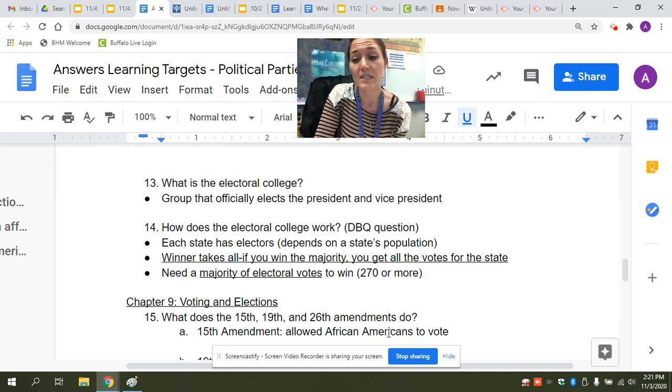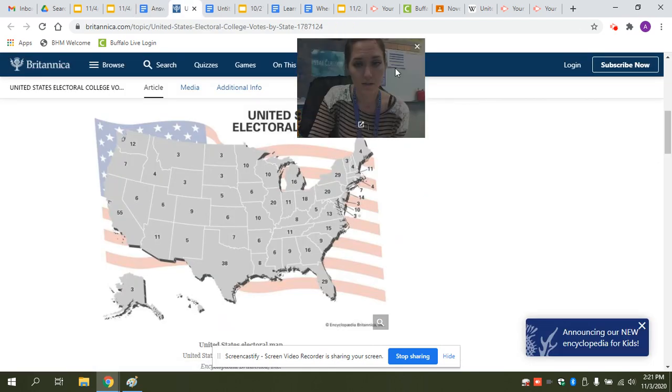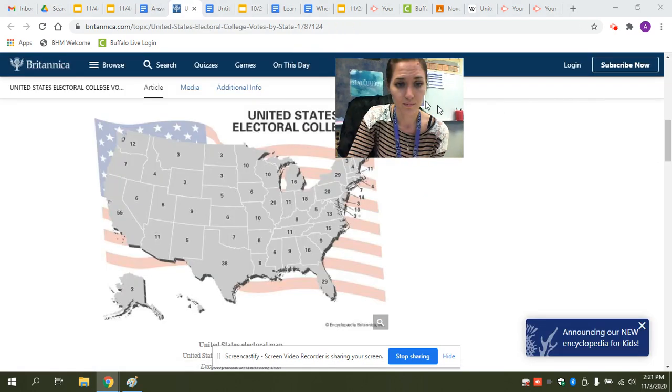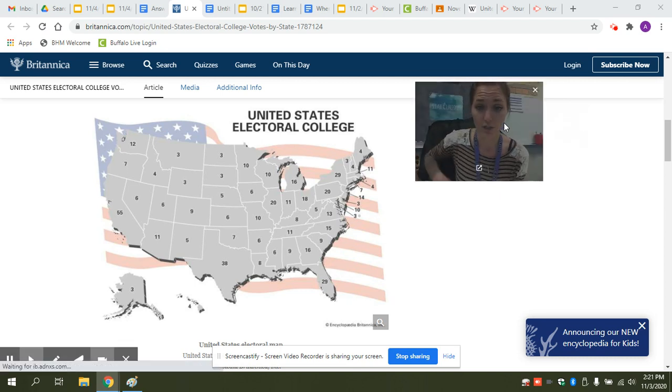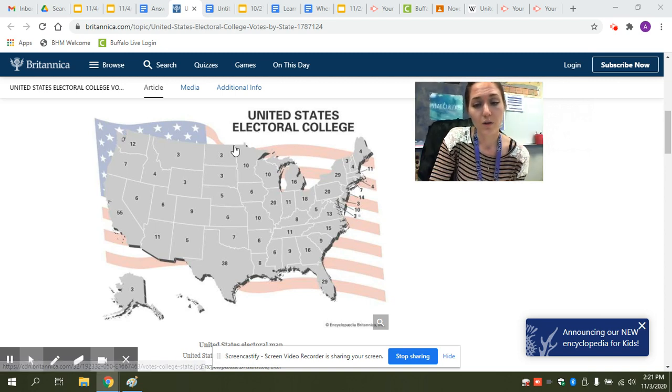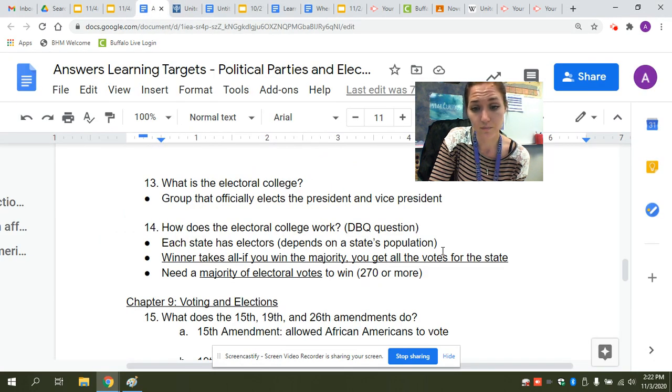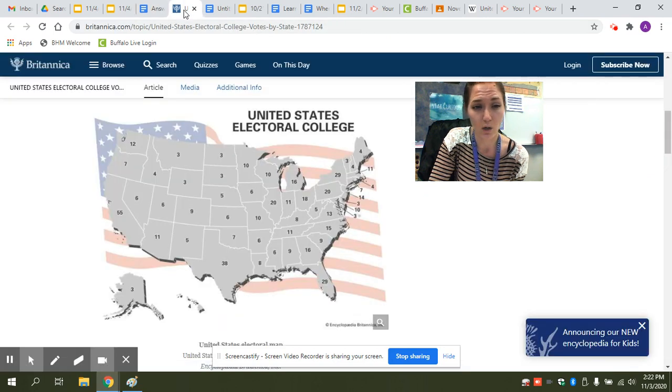This one is going to be a DBQ question, which means there is going to be a picture or a map, and so on, that you're going to have to use to answer questions. This is what the DBQ will look like. It's a map of the states and how many electoral votes they get for each state. The question will have you do a little bit of math, especially with this winner-takes-all system. Okay, that's why it's underlined. So we're going to go over an example of what that question might say.